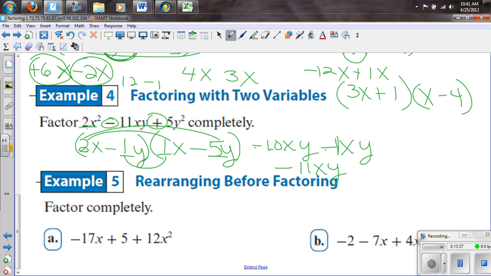And then negative 5y times negative 1y is negative 5y squared. So this is indeed correct, 2x minus y and x minus 5y.